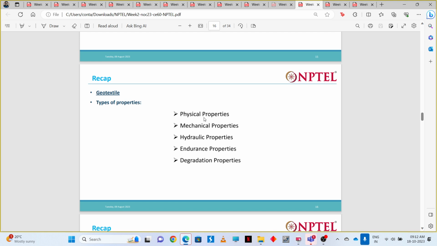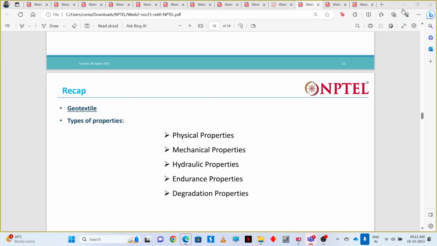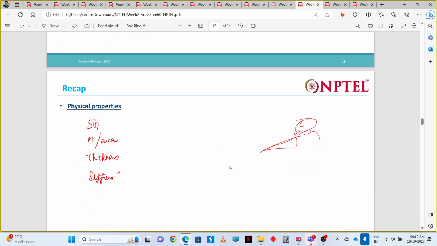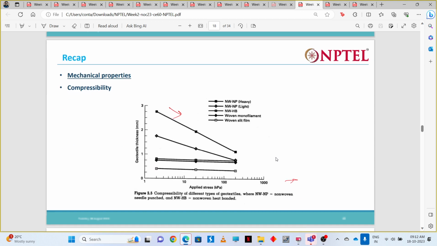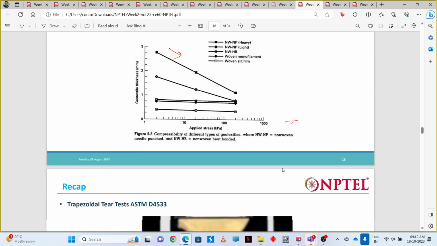For the geotextile, there are various properties that we need to find out. Some are physical properties, mechanical properties, hydraulic properties, endurance properties, and we have degradation properties. Physical properties: what are the physical properties? Mass per unit area, thickness, stiffness, all these things. Then we have mechanical properties such as compressibility. You can see that with applied stress, the thickness of the geotextile is going to reduce, mostly for the woven type of geosynthetic. You can see that for the woven type of geosynthetic, with applied stress the thickness is reducing by a large amount.